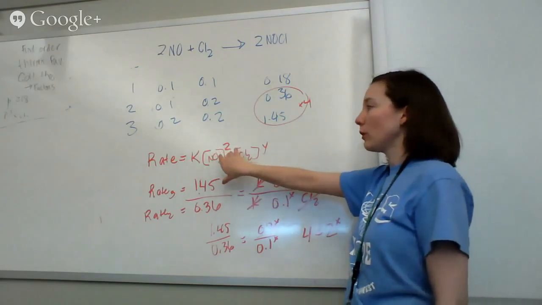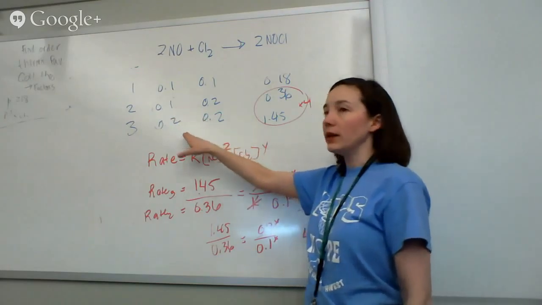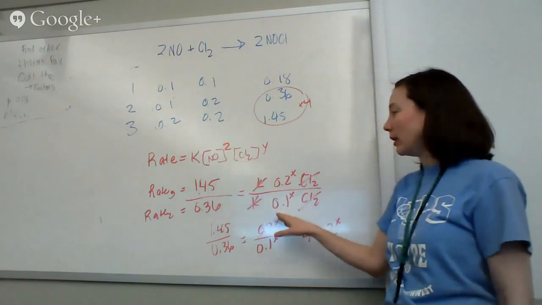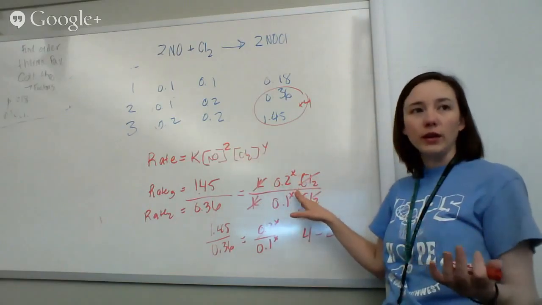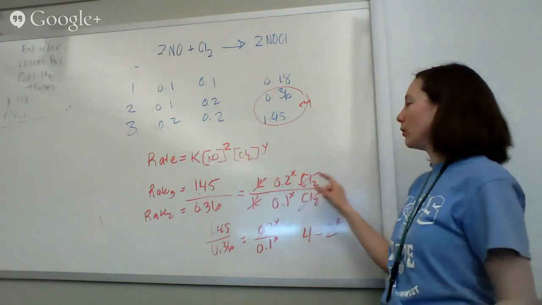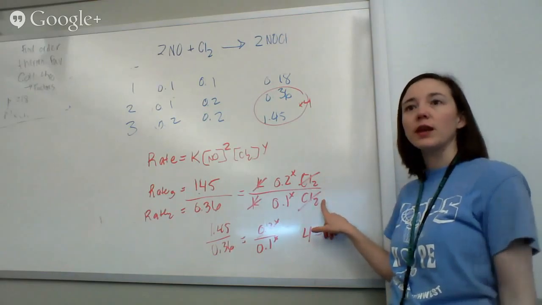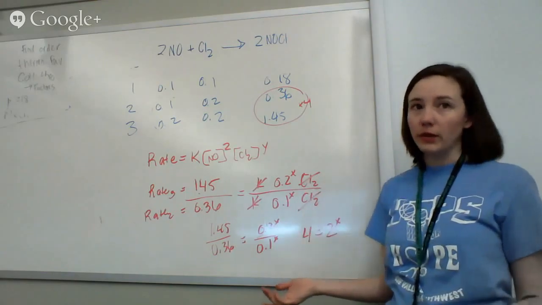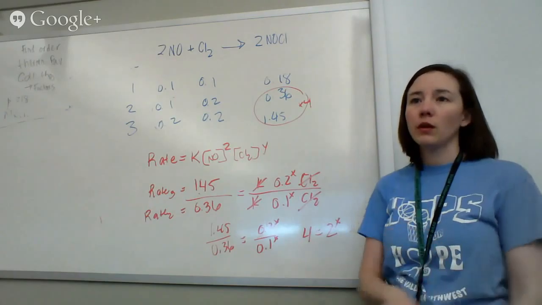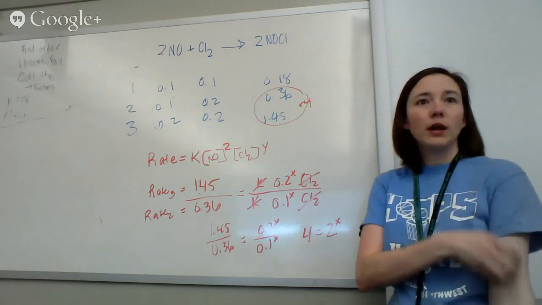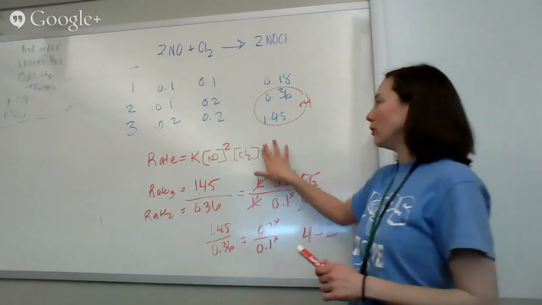Because once you know the order of NO, you could plug in your values for NO, plug in what its exponent is, since we know it's a 2, and then you would just be solving for the Cl2 exponent, which sometimes they're going to do to you. Does that make sense? Is that enough of a reminder, or do you guys want more?